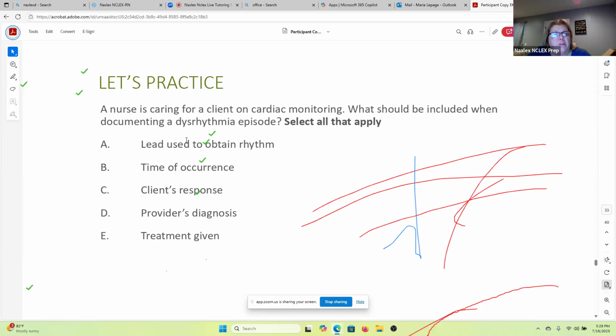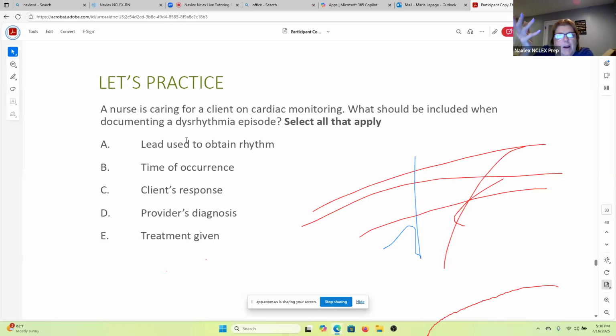Think about what's important. It's important to know how we obtained that rhythm. And sometimes some of our cardiac patients are on telemetry. So, did we identify that rhythm as the nurse, or did the monitor tech tell us what rhythm it was? If we got the information from the monitor tech, we need to document that as well. What was the time of the occurrence? What was the patient's assessment or response to it? And what was the treatment we gave? Sometimes we may just need to put oxygen on them. Sometimes we may need to give them medications. But we need to document that response and we need to document our assessment as well.